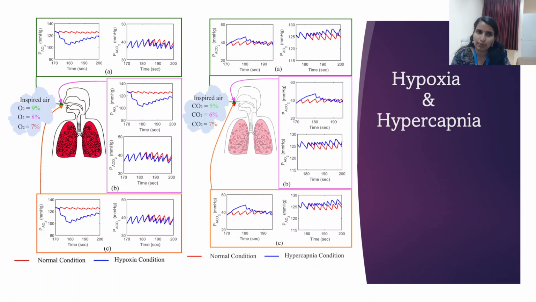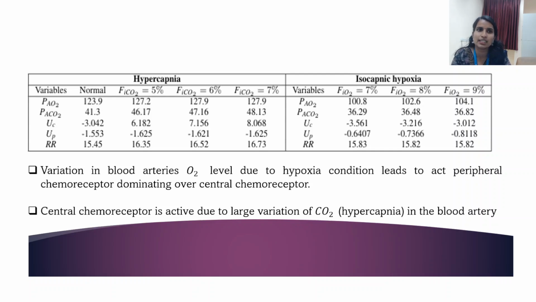In the case of hypercapnia, similarly, instead of oxygen we are increasing the carbon dioxide to 5 to 7% instead of 0.04%, and the corresponding alveolar oxygen and carbon dioxide pressure values are monitored. To get a proper understanding, a quantitative analysis is done and it's tabulated in this one. From this table, it's clear that in the case of hypercapnia, our carbon dioxide inspiration level is increased to 5 to 7% instead of 0.04%. So we can clearly see how the carbon dioxide level is increased from the usual 41 to 48.